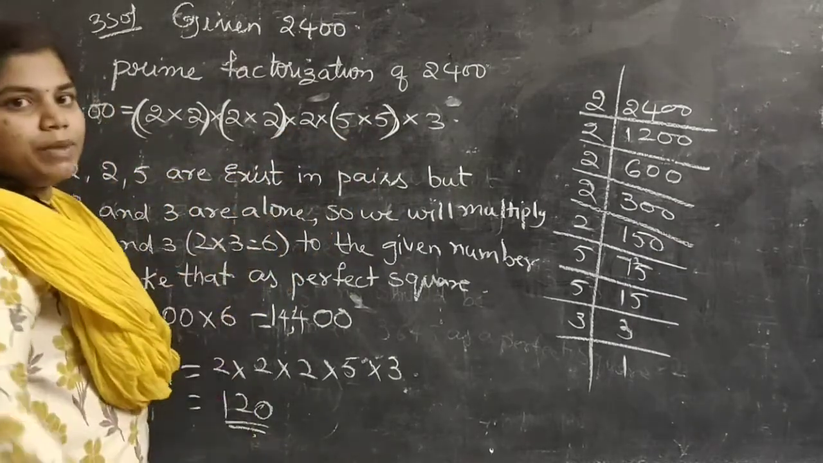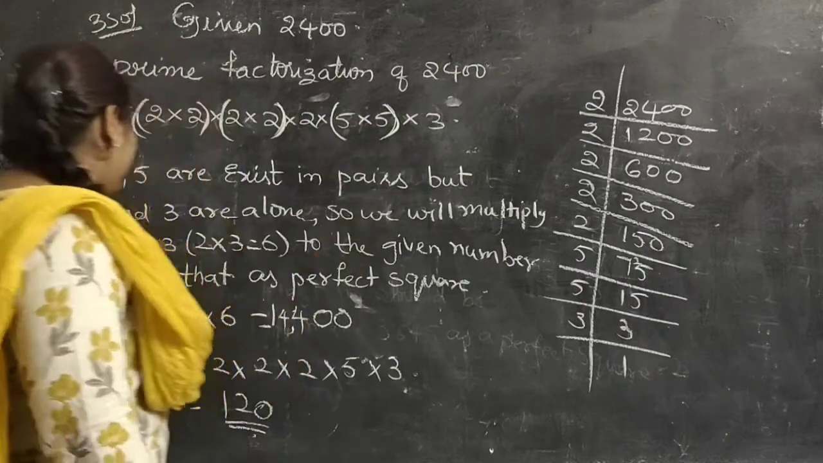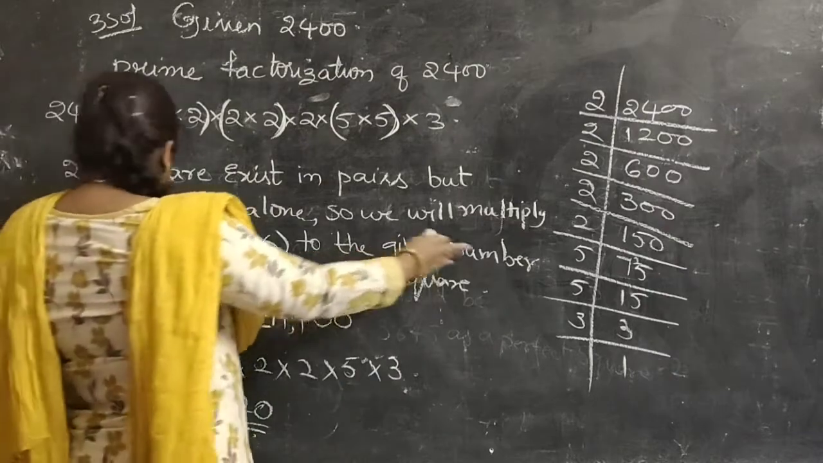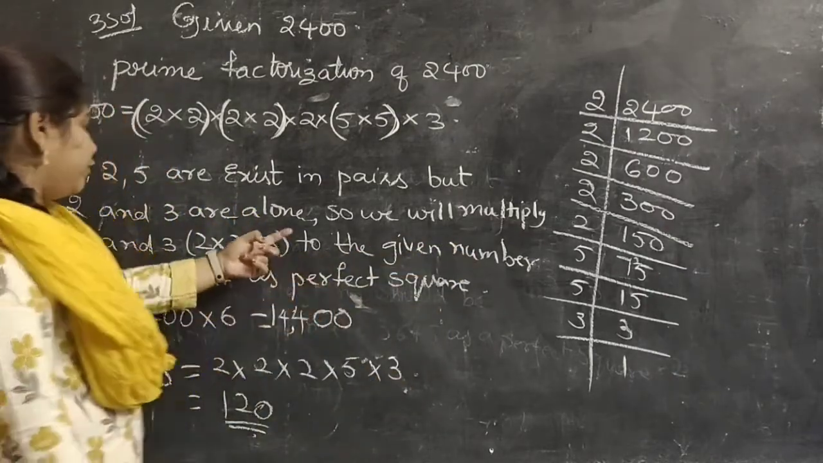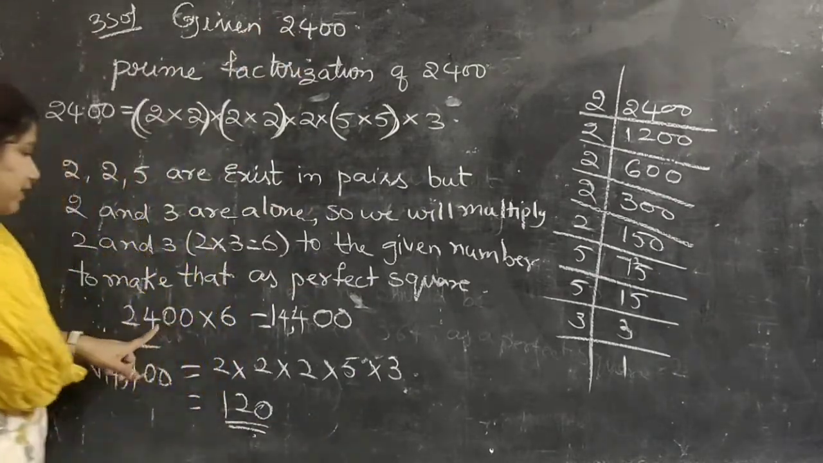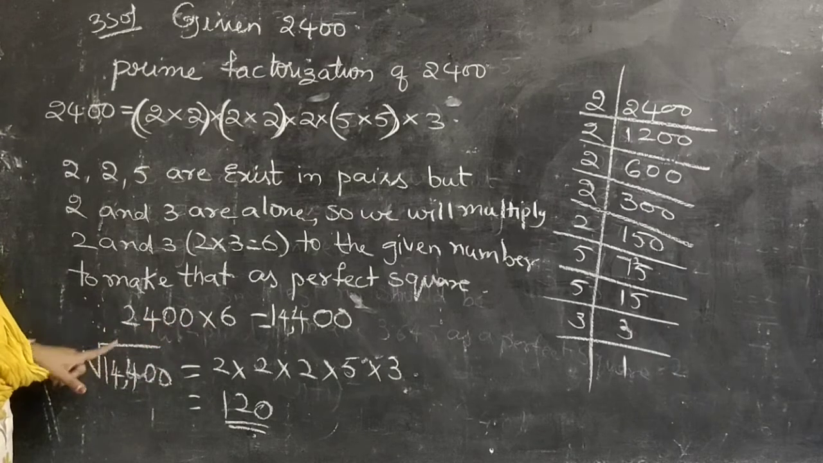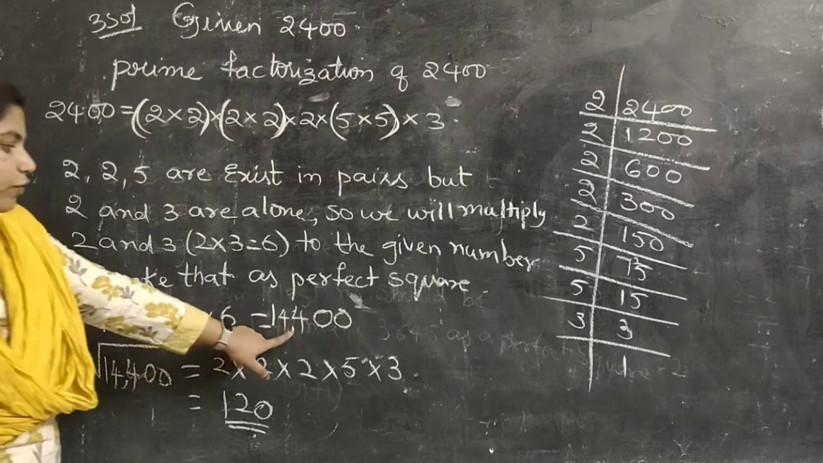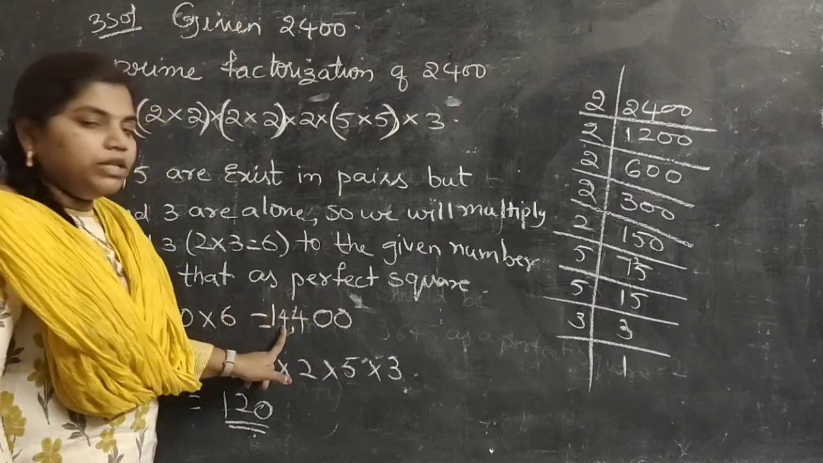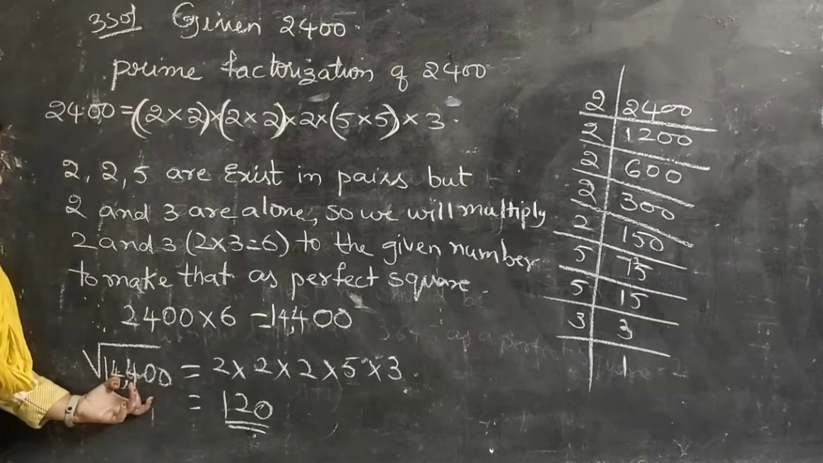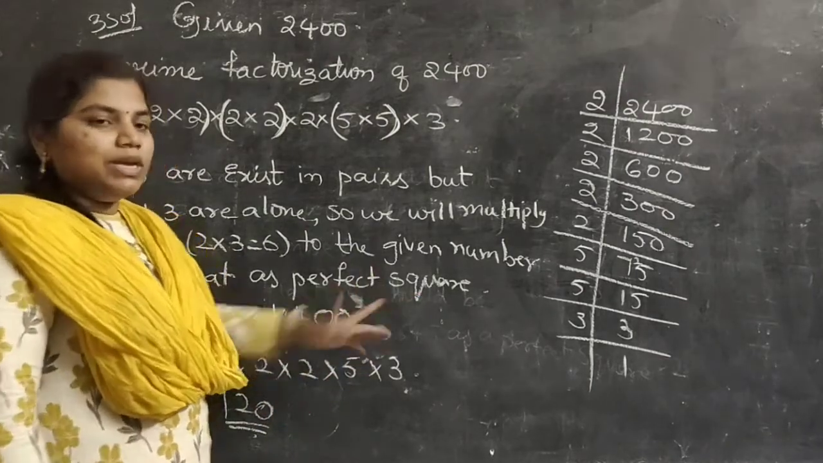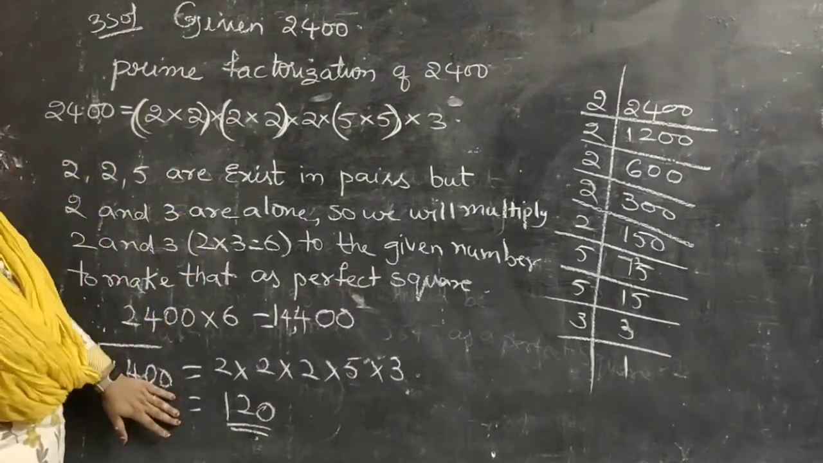So which numbers do we have to multiply to make this a pair? That is another 2 and 3 we have to multiply. So 2 into 3 will be equal to 6. We have to multiply this 6 to the given number to make it a perfect square. 2,400 into 6 will be 14,400. Now what do we have to do? We have to find the square root of 14,400. We can find it by using the prime factorization method as well as the division method. So I am using the prime factorization method.